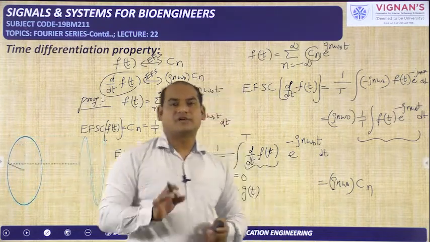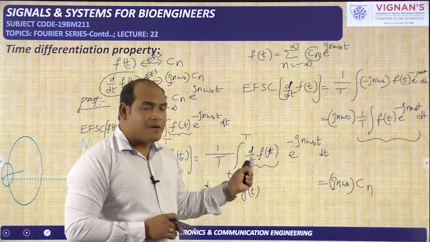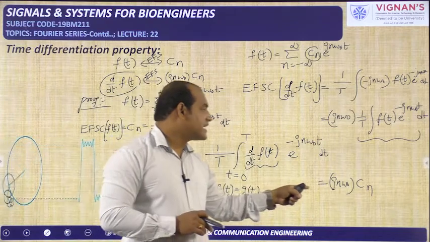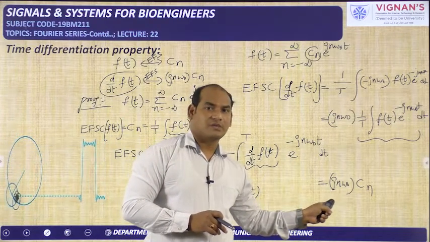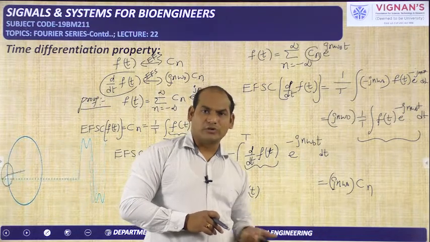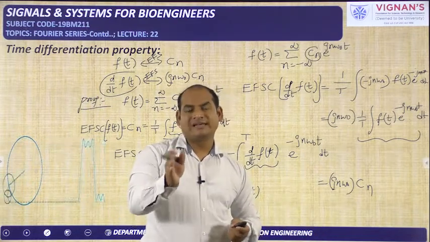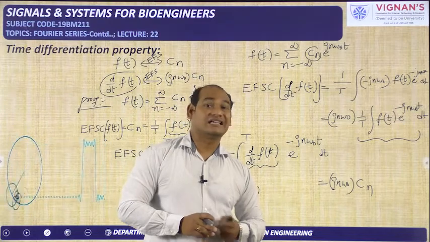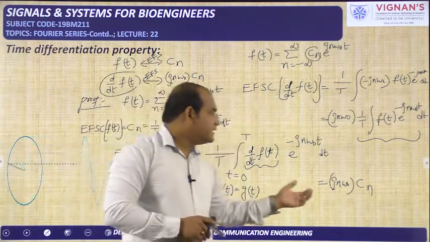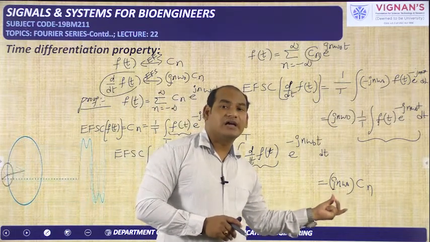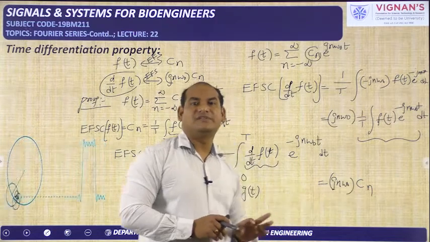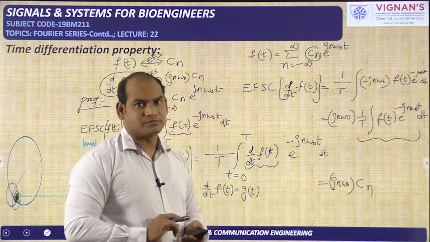So what did you observe from this? The differentiation property says that differentiation in the time domain provides multiplication by the frequency variable in the frequency domain. Previously I told that differentiation in one domain leads to multiplication of the variable in the other domain. Here we are doing differentiation in the time domain, so multiplication of the variable, that is n omega naught, should appear in the other domain. So Cn should be multiplied with n omega naught. This is the thing.